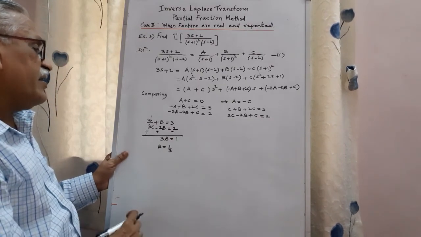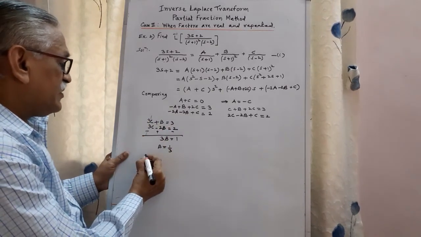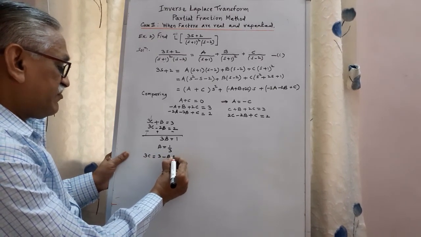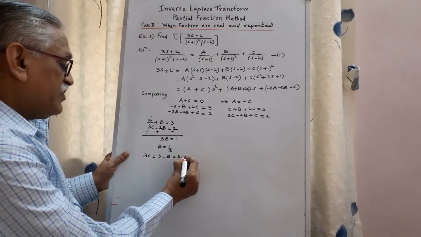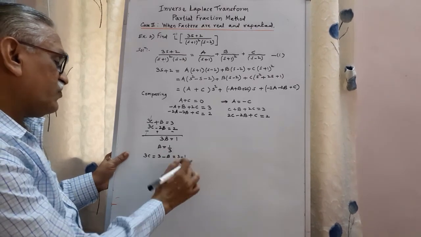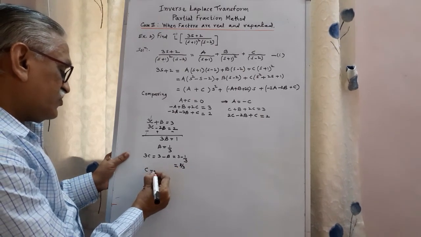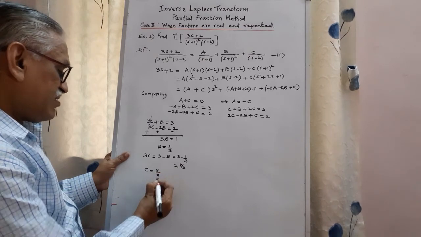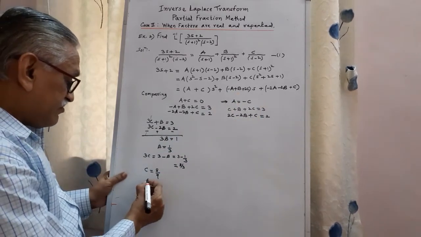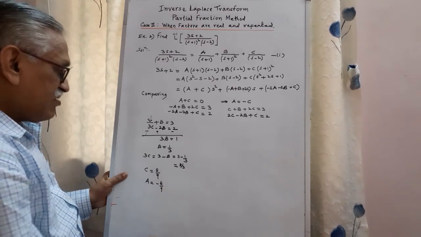Okay. And if we put that value in any one of these equations, we get 3c is equal to 3 minus b. B is 1 by 3. Therefore 9 minus 1, 8 by 3. And therefore we get c is equal to 8 by 9. Okay, and a is equal to minus c. Therefore a is equal to minus 8 by 9.